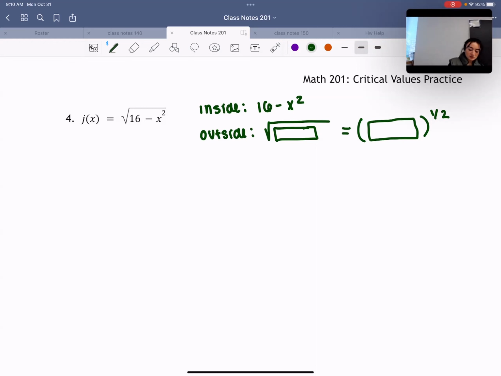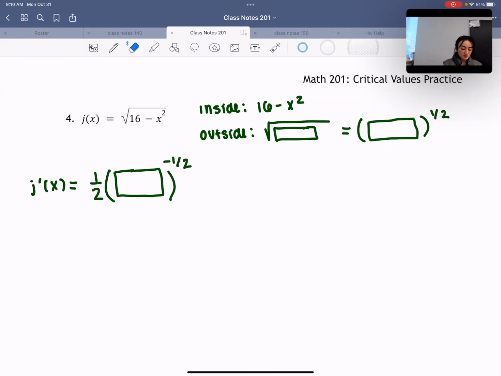Chain rule says we're going to take the derivative of the outside. What is the derivative of something to the 1/2 power? Good, 1/2 box to the negative 1/2. If you want to keep this in parentheses, that is a good practice too. Then we multiply by the derivative of the inside. What's the derivative of 16 minus x squared? Negative 2x, good. So that's our entire derivative.